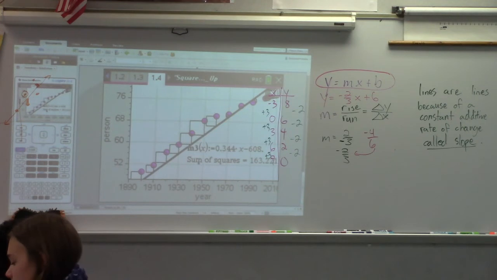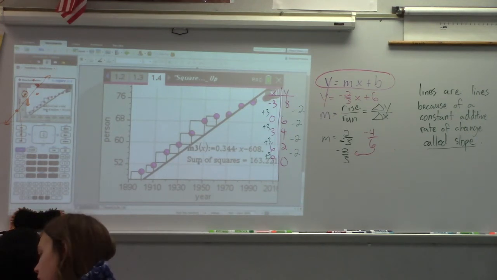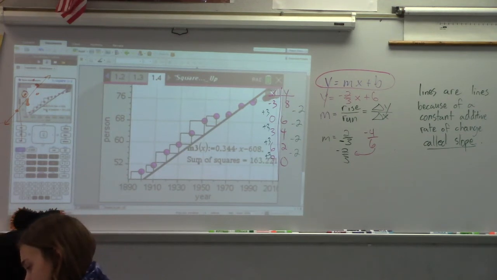Remember, you're trying to make those squares as small as possible, right? You're making these squares smaller. Keep going up. You're making those squares smaller, but you see how those are getting bigger? So translate it up and then try to rotate it.